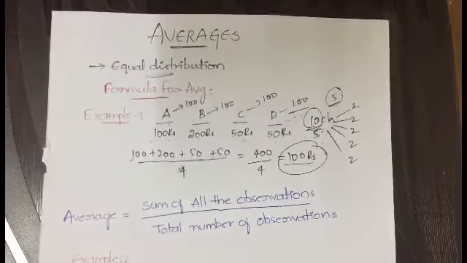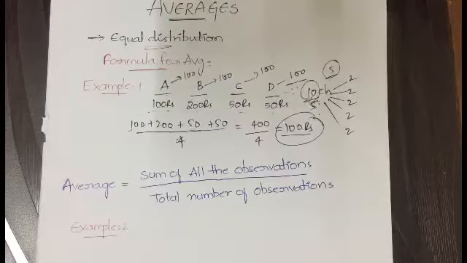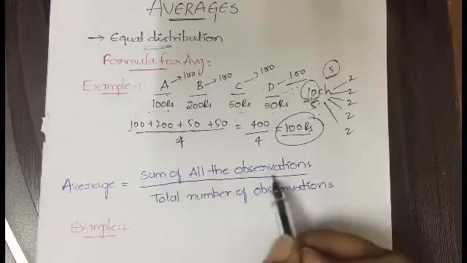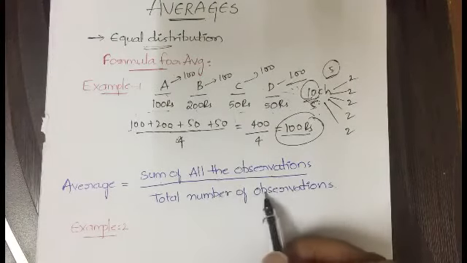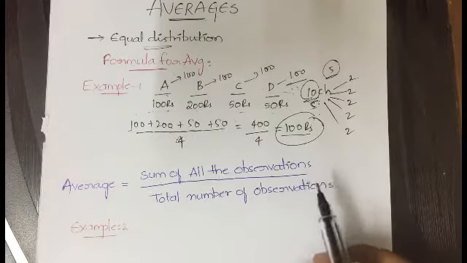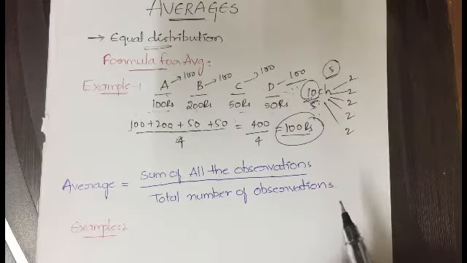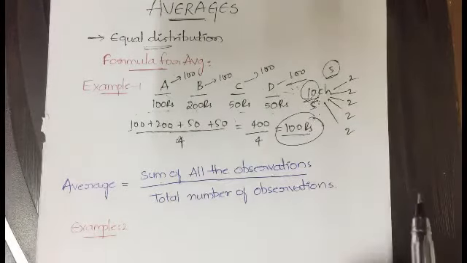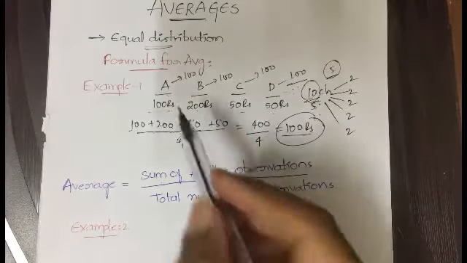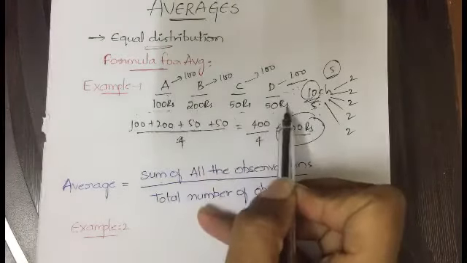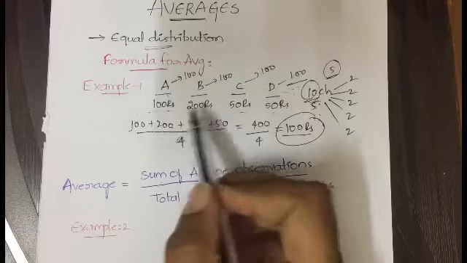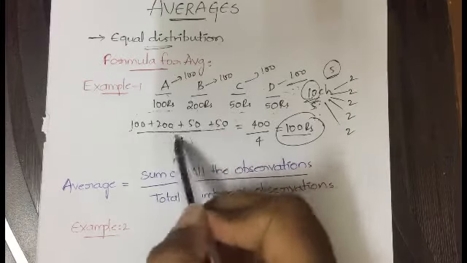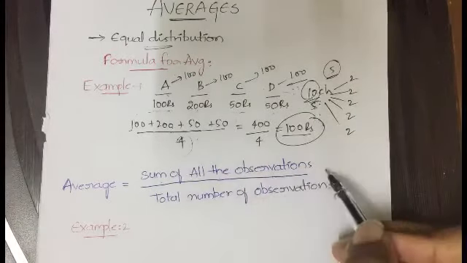Now I'll tell you the standard formula that we have for average: sum of all the observations divided by the total number of observations or values. You know this formula very well. We have been studying this formula right from our childhood. It's very simple. You have to add all the observations you have and divide the total sum by the total number of observations. Then you get the average.